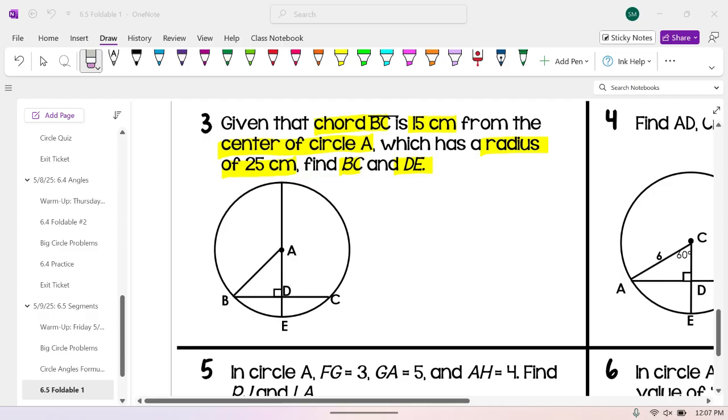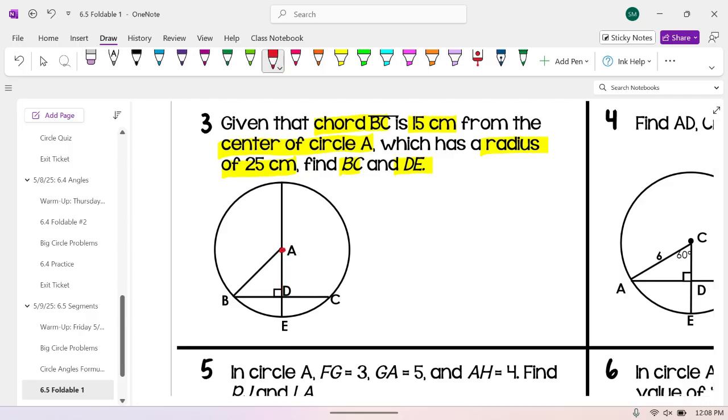So we're looking at how far away BC is from the center of the circle. So what segment describes that? I'll give you a hint. One of the points is going to be the center. AD. So from the center to hitting segment BC, we use segment AD. So this right here is 15 centimeters.